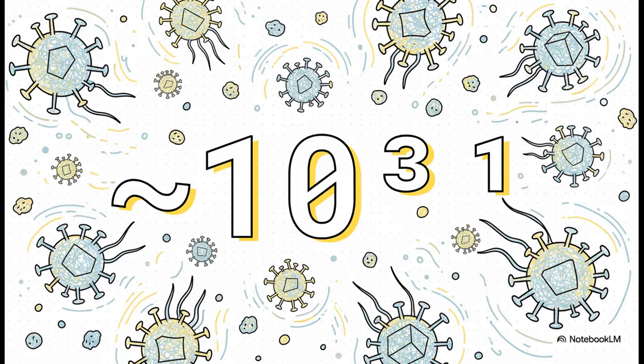Okay, to kick things off, just look at this number, 10 to the power of 31. That's a 1 with 31 zeros trailing behind it. And that's the conservative estimate for how many individual bacteriophage particles exist on Earth. It's a number so vast it's almost impossible to wrap your head around. But it tells you one thing loud and clear. We're dealing with a force of nature on a scale that is just unbelievable.